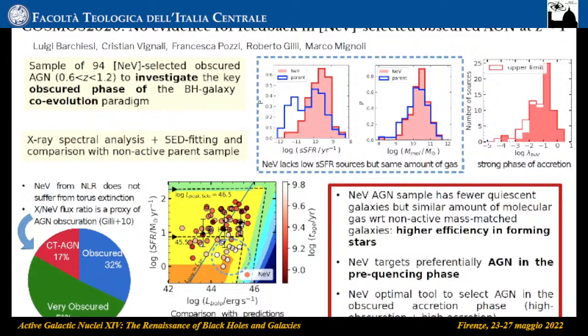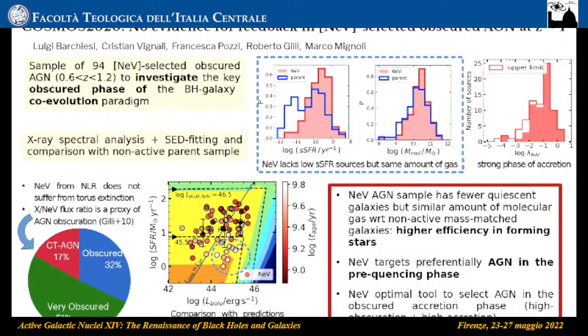Hello, I'm Luigi Barchesi, and this is my work about the study of a sample of NEON-5 selected obscured AGN. We perform an X-ray spectral analysis for the X-ray detected sources, plus, for all the sources, SED fitting and comparison with a parent sample of non-active galaxies.